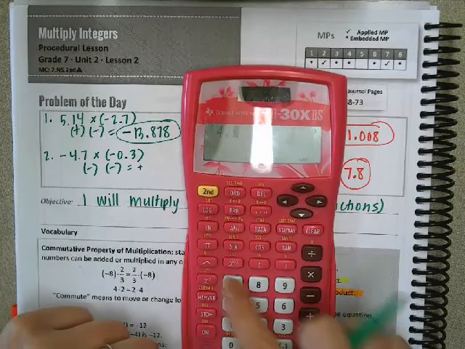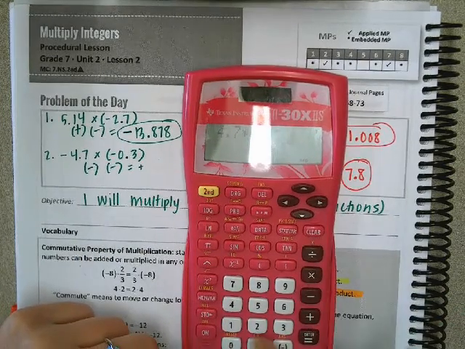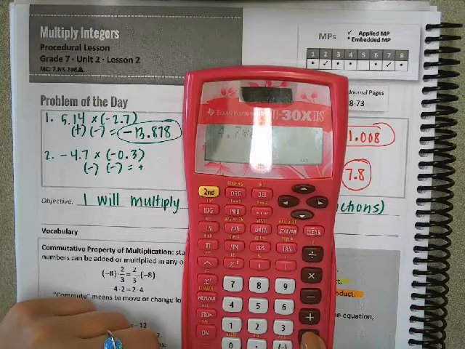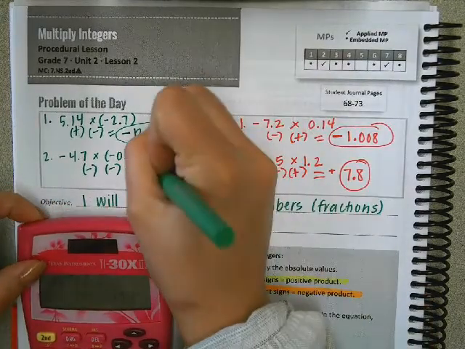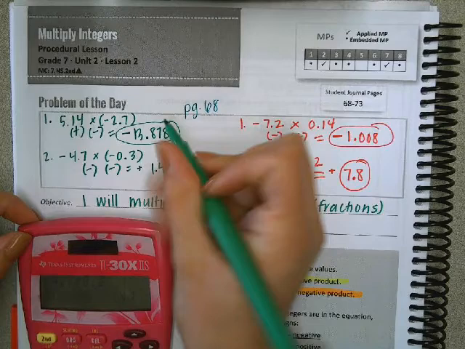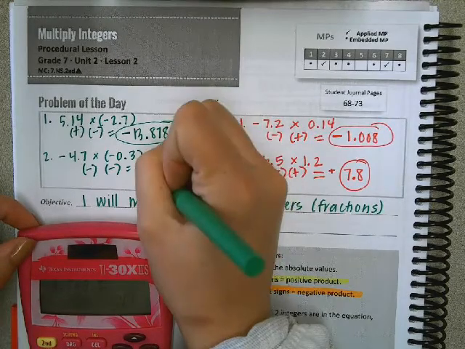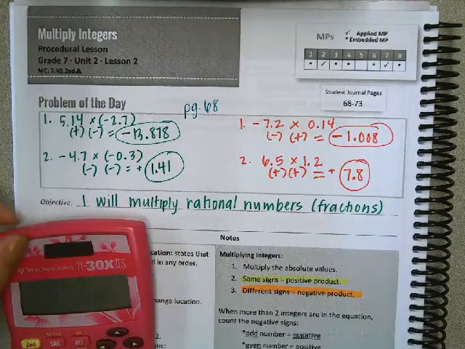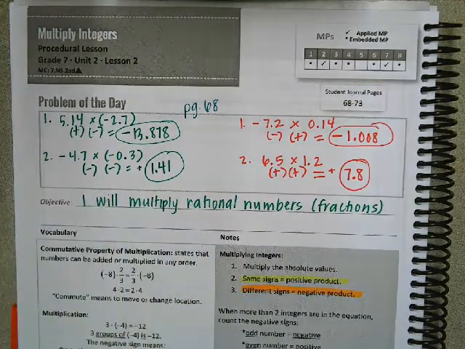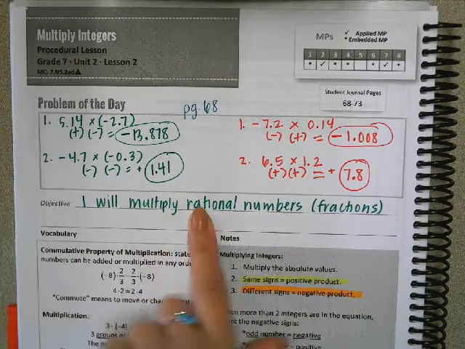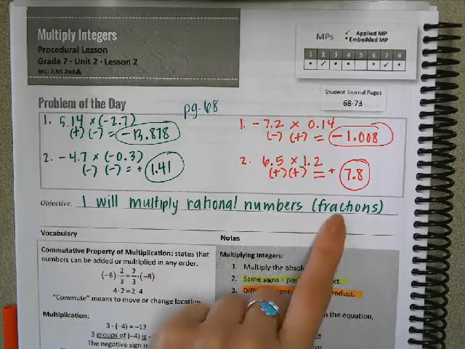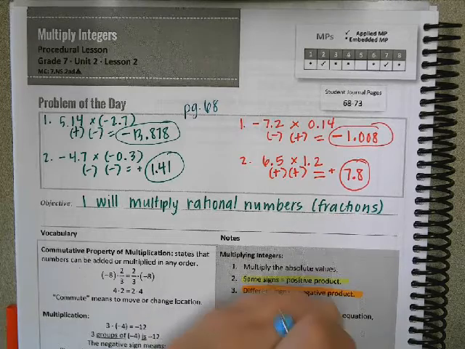So 4.7 times 0.3 equals 1.41, and it is positive. So positive 1.41. Now your objective today is I will multiply rational numbers, and today we are focusing on fractions.